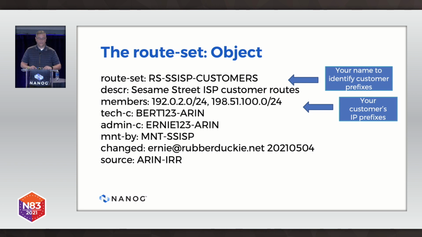So here's a final example. Again, I am Sesame Street customers. Here are the member prefixes of my child customers' information. And all I need to do, if I add a new customer or remove or lose one, is just remove one of those member prefixes. And everything else remains the same in your policy, your filtering that you put in place. Next slide, please.